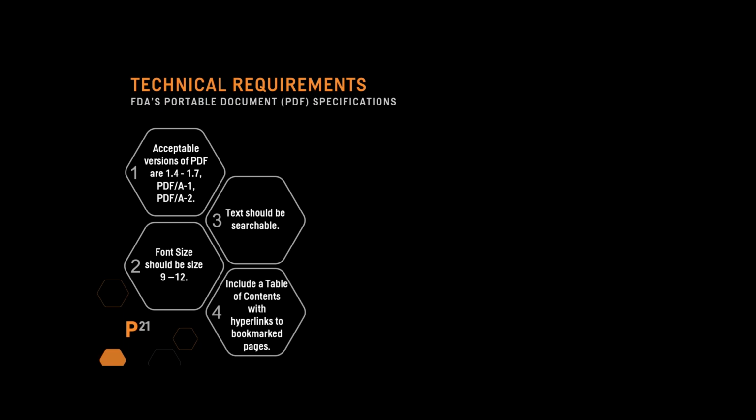You should include a table of contents with hyperlinks to bookmark pages. The font color should be black for most text, and hyperlinks can be blue. This requirement is particular to the CRF forms, as you'll see later on, and as we even saw in the previous screenshot of that sample CRF form.